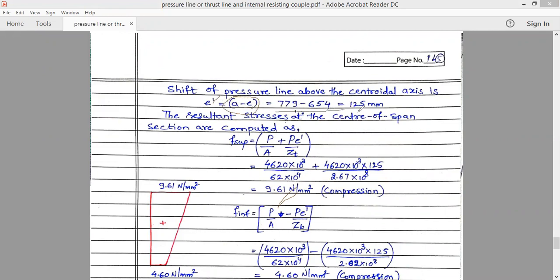So we will get that value as 125 mm. So now we will calculate the resultant stress at the central span of the beam. To calculate the resultant stress at the central span of the beam, as I said, here the sign convention changes with respect to what we have used in the first problem, which I have discussed.